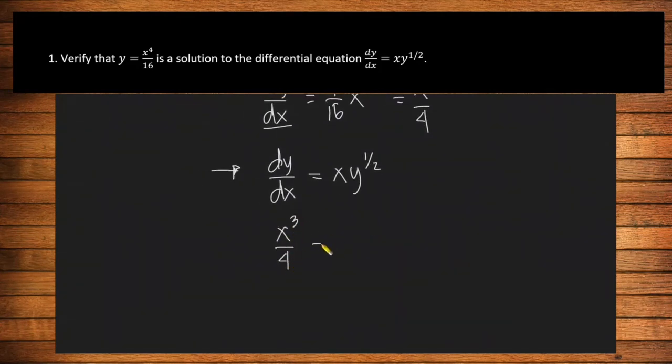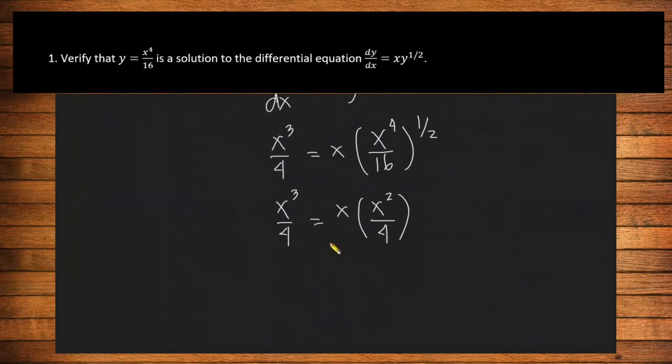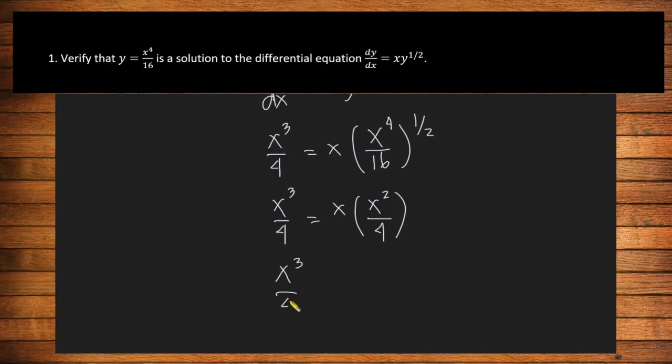x cubed over 4 equal to x times y, which is x to the 4th over 16 raised to 1/2. So again, we have x cubed over 4 equal to x times x to the 4th over 16 raised to 1/2, so that will be equal to x squared over 4. And then further simplifying this, we will have x cubed over 4 equal to x cubed over 4. Therefore, the equation is satisfied. Therefore, the given function y equal to x to the 4th over 16 is a solution to the given differential equation.